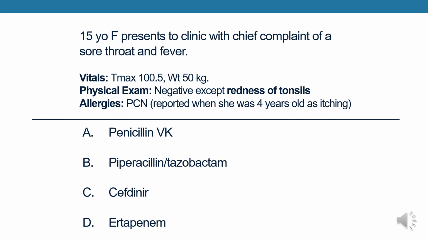The next step is to consider what agents have good strep coverage. We know that penicillin has excellent strep coverage, and the VK formulation is oral. So we might consider that, but she does have a penicillin allergy listed. So let's see what the other options are. Piperacillin tazobactam is our extended spectrum beta-lactam, beta-lactamase inhibitor combination that definitely would cover strep, but it is a little bit overkill because it's so broad spectrum and IV. So then that would leave us to pick either A or C, ceftriaxone.